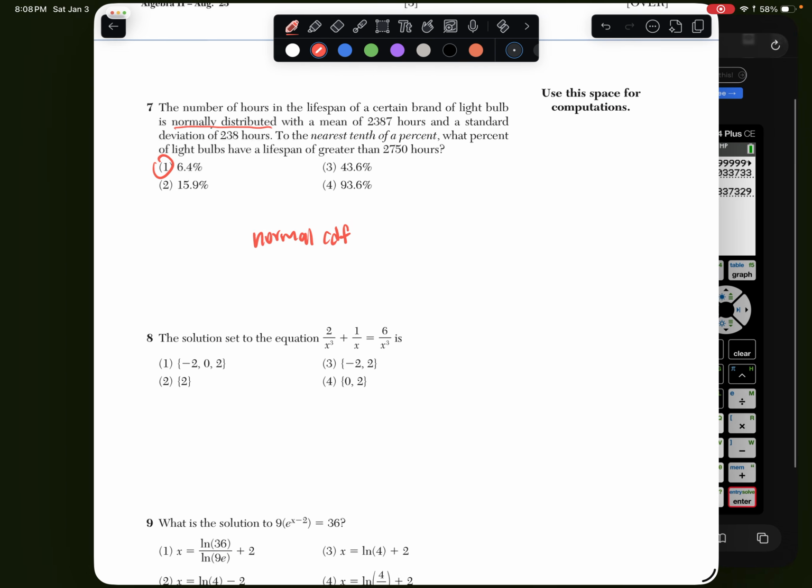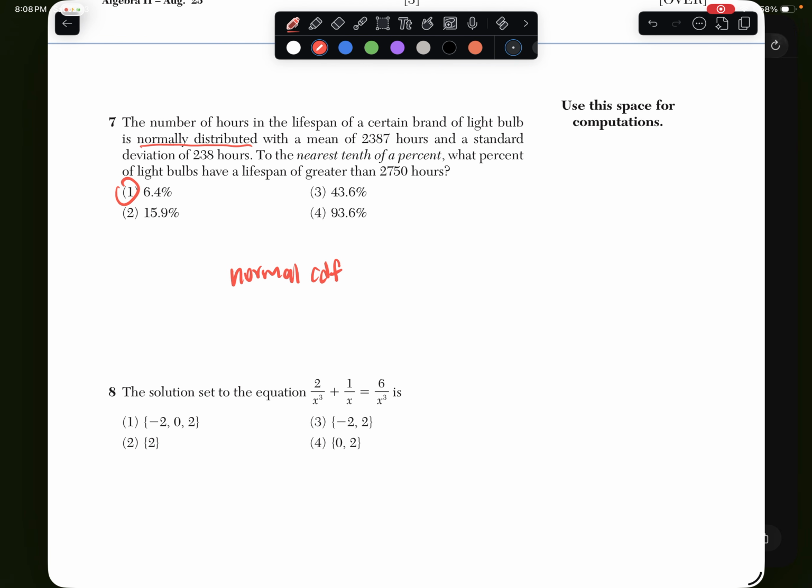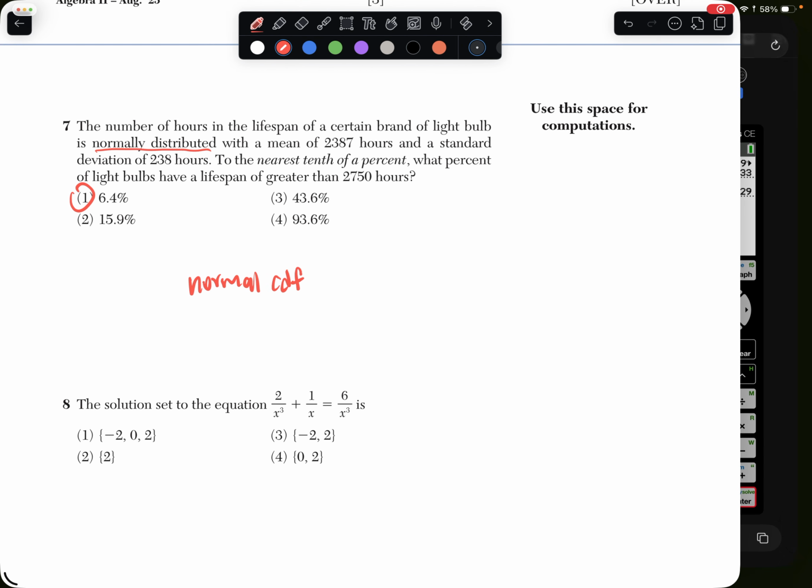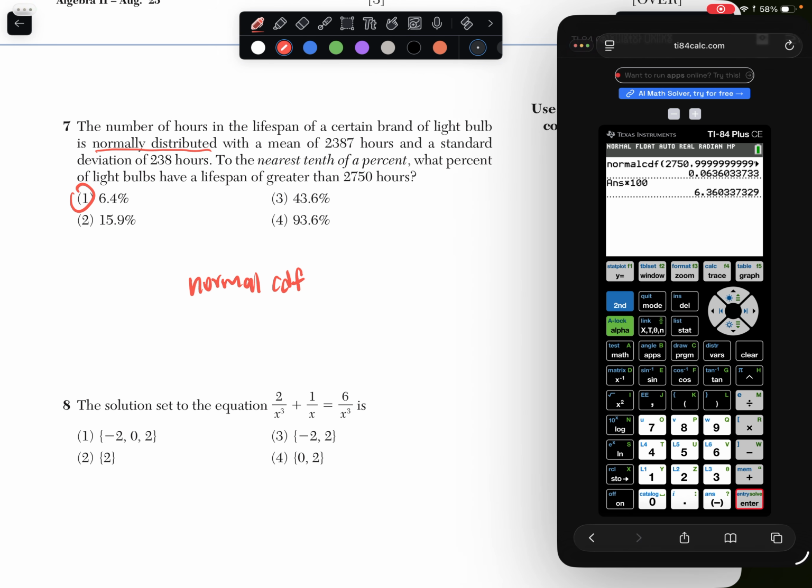Okay, oh, I just lost my calculator. Oh, I did not lose my calculator. Okay, all right, I'm scared that I will lose my calculator.